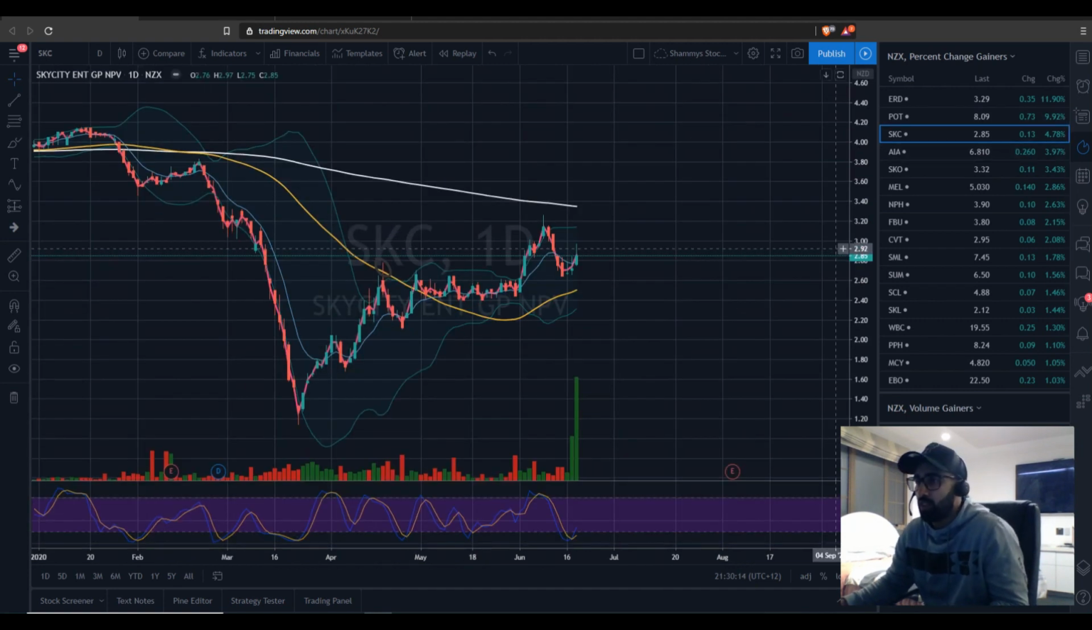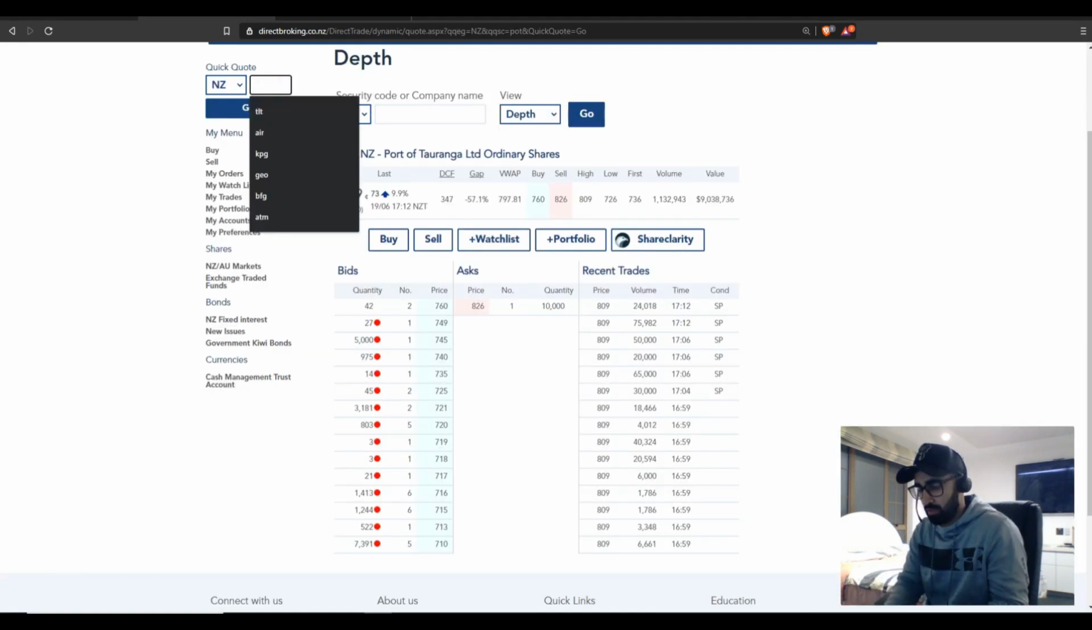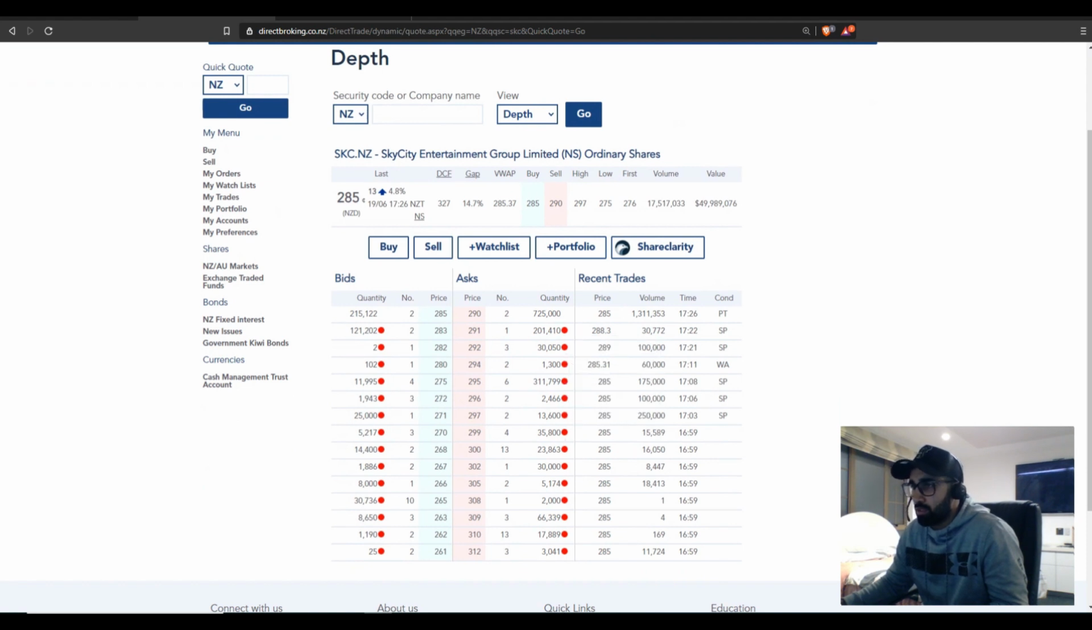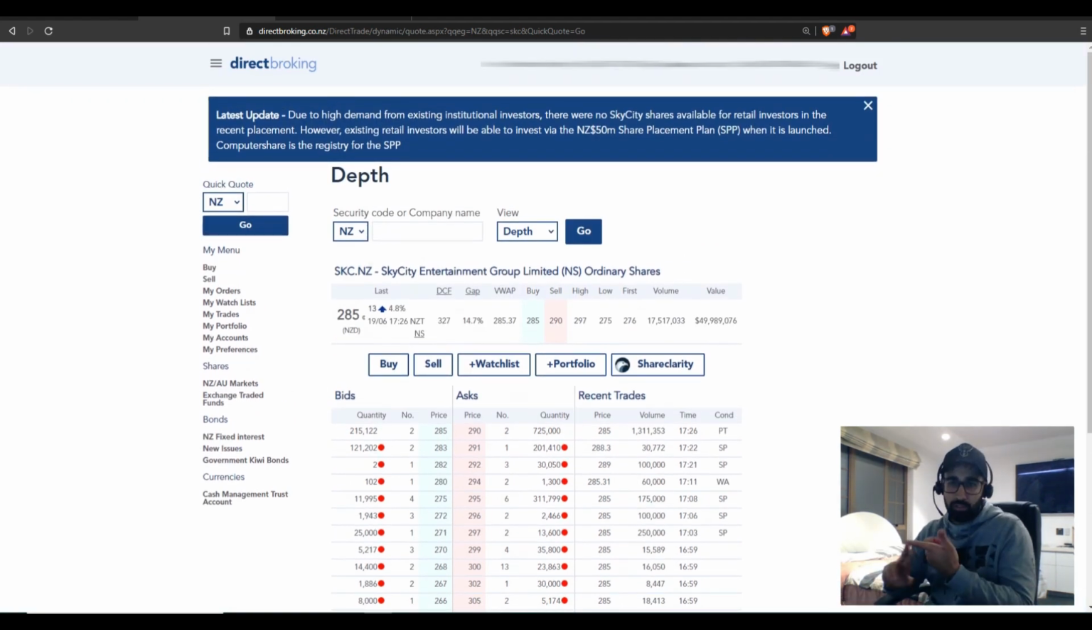Next one, Sky City. I think that's currently halted at the moment because they're doing a placement or something. Let's have a look. Alrighty, as you can see, there's lots of liquidity here. This is after-hours market depth, which differs from market depth during the trading day. It's much better to check the market depth during the trading day. I'm just using this as an example for you guys that want to use HOTLIST and check shares at 10 o'clock.